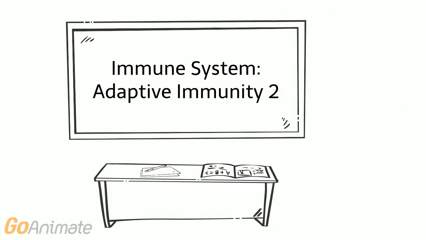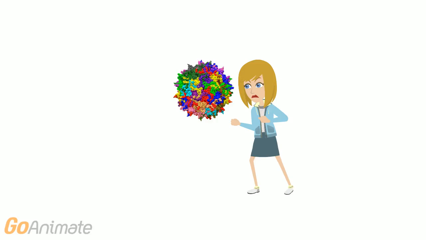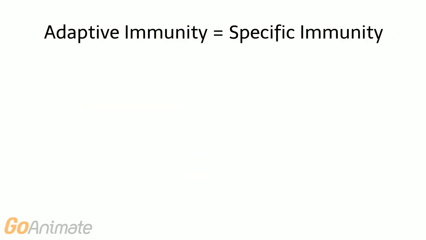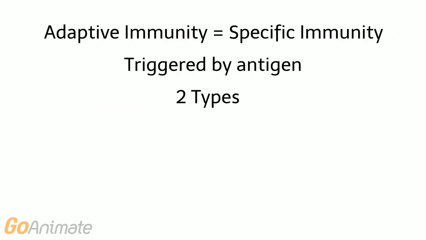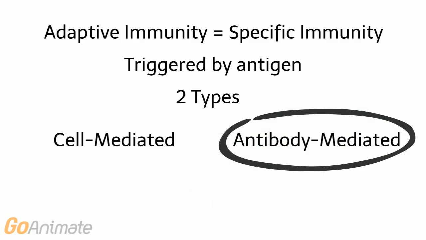Let's learn about adaptive immunity. The human body has a number of ways to fight off nasty pathogens. There are two types of adaptive or specific immunity: cell-mediated and antibody-mediated. This video covers antibody-mediated immunity.